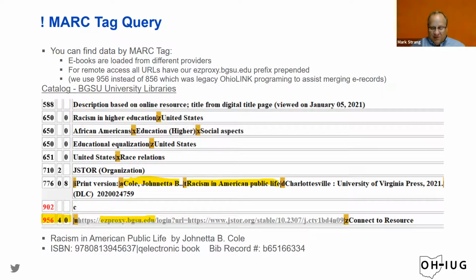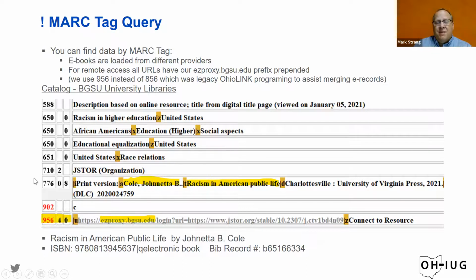One of my favorites, it's a little trickier and I haven't passed it on to all staff, but I find it a very strong and useful tool for a power user, is the MARC Tag Query. So you can find data by a MARC tag field. In our example, ebooks are loaded from different providers. For remote access, all our URLs have the easyproxy.bgsu prefix prepended. We use the 956 instead of the 856. That's an old legacy OhioLINK feature to try and manage ebooks. It's no longer in place at the central level, but we have not gone through and changed all our fields. So we still have a lot of 956s.